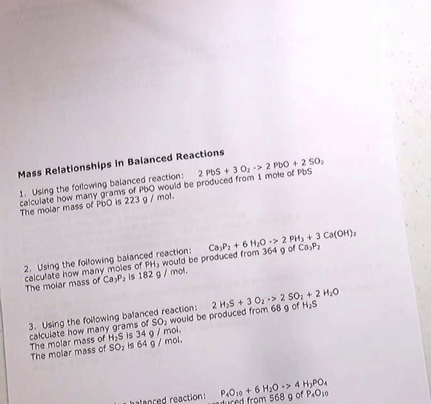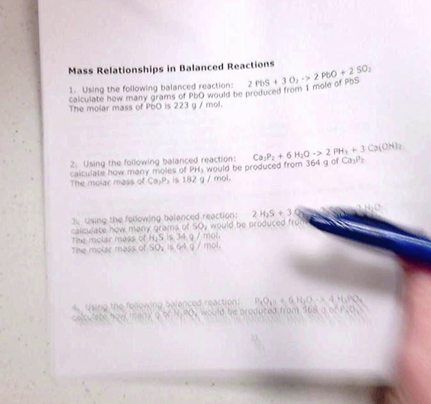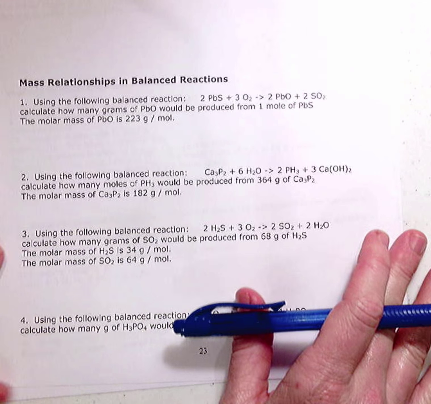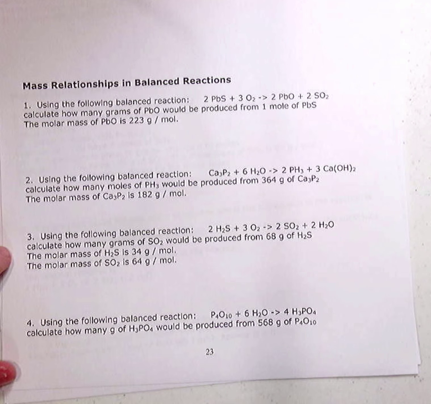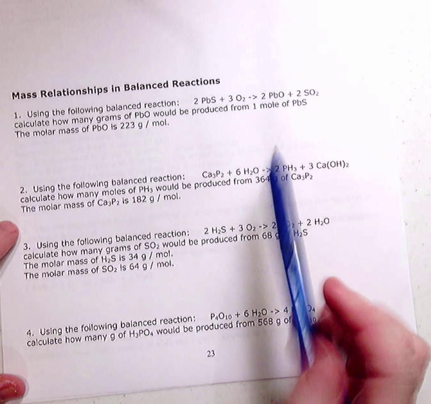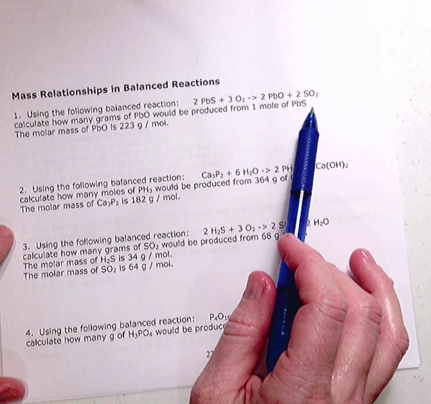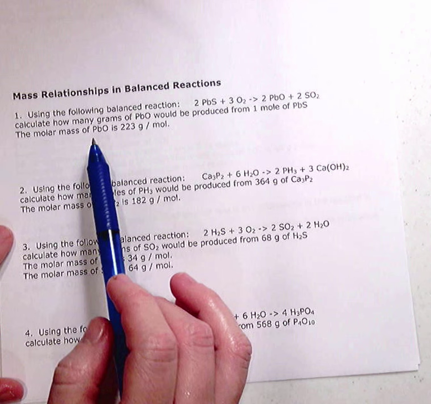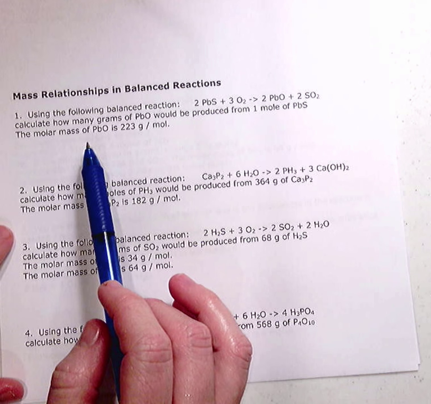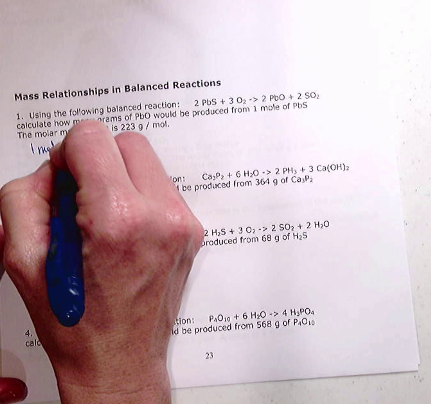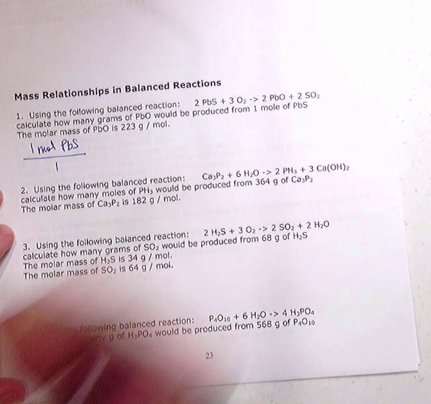So if we go to the next page, there are more practice problems, and these are going to be indicative of what you'd see on an exam. Using the following balanced reaction, calculate how many grams of PbO, lead 2 oxide, would be produced from 1 mole of lead 2 sulfide. The molar mass is provided. The way I like to do these is to set them up as a conversion problem. This is a little bit different than the way the notes explain it, but it just makes more sense to me.